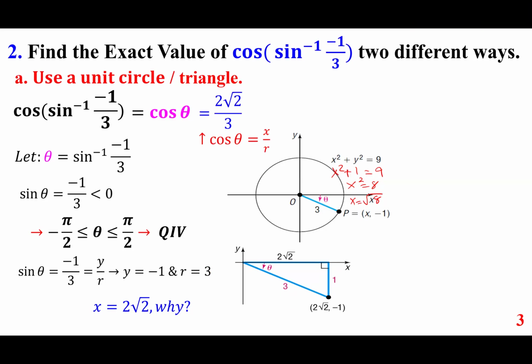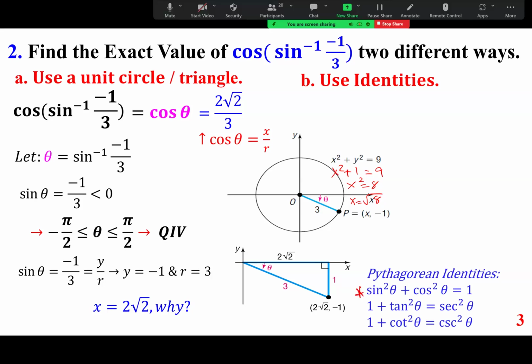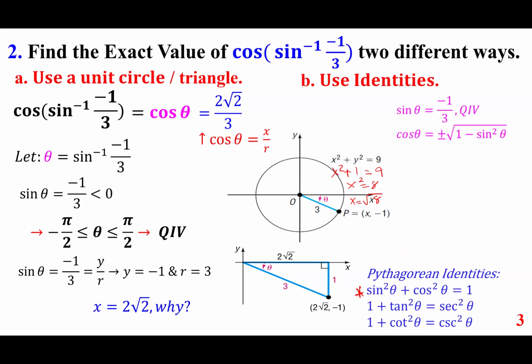If we want to go with identities, we use Pythagorean identities. We remember that when we have sine squared plus cosine squared equals 1, we should know, for example, sine squared is 1 minus cosine squared. Cosine squared is 1 minus sine squared. So cosine is plus minus the square root of 1 minus sine squared. Those are the things we are supposed to know. It just basically is given.